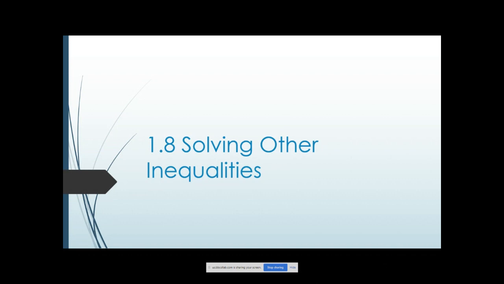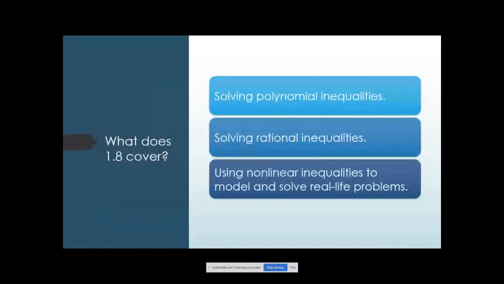Okay, so what I'm covering today is 1.8, which is solving other inequalities. And so these are the polynomial inequalities and the rational inequalities. The polynomial inequalities, we most often see quadratic inequalities, and those show up in business quite a lot. But rational inequalities do exist as well in the real world. It really depends on the situation and how it gets modeled. And then also there are non-linear inequalities to model and solve real life problems. So that's where you can actually see some examples of where you would need to know these kind of things.